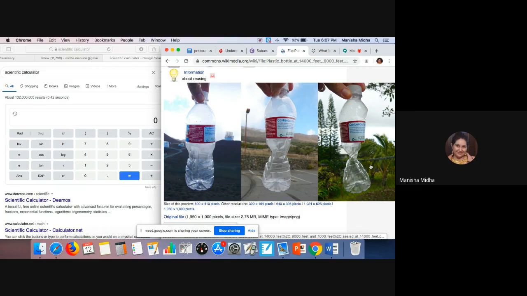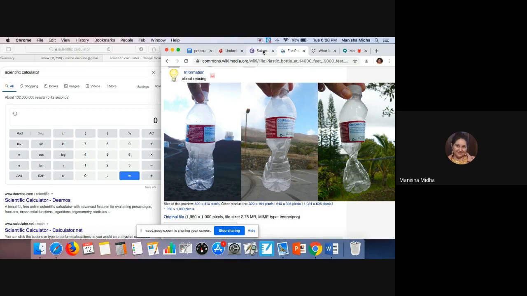And the last picture was taken at 1,000 feet above the sea level, and you see the air has crushed this bottle. The air that was outside has crushed the bottle. So this is the one effect that you can actually see what heights do to the air pressure. So the lower to the ground you are towards the sea level, you feel more pressure. And as you go towards the higher altitudes and mountains and hills, you feel lightheadedness and you feel less pressure around you.